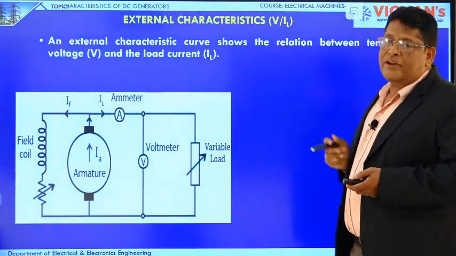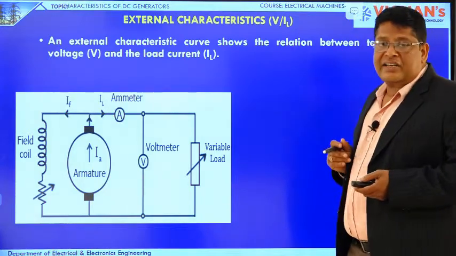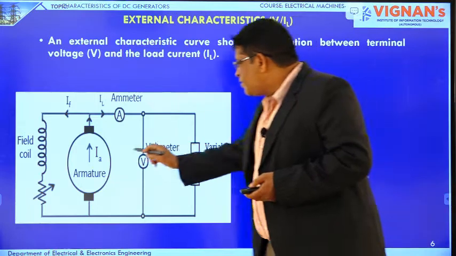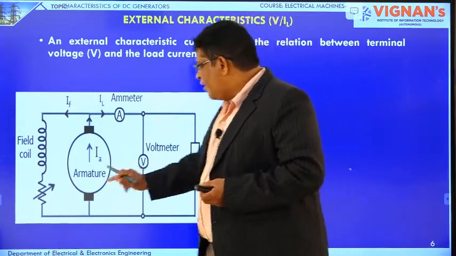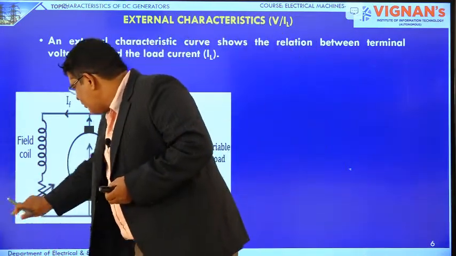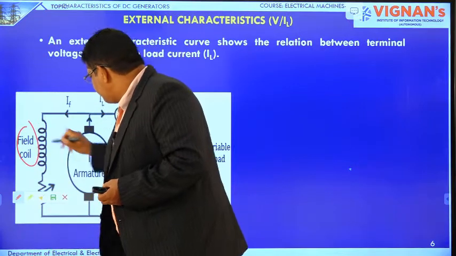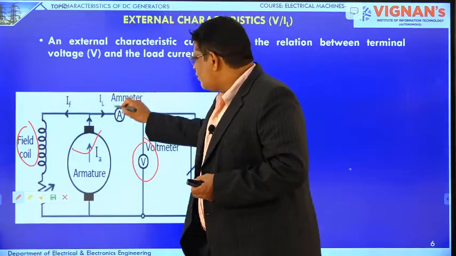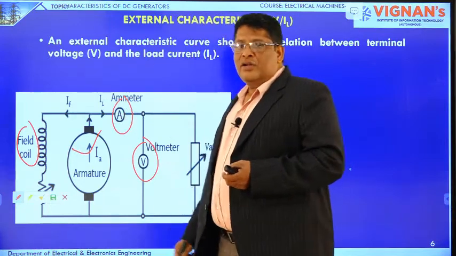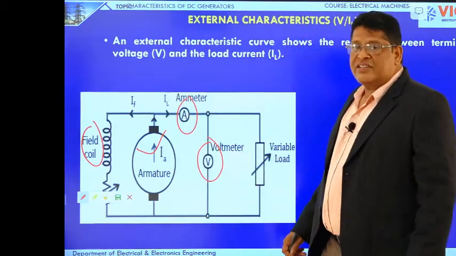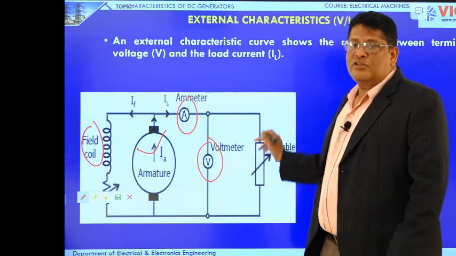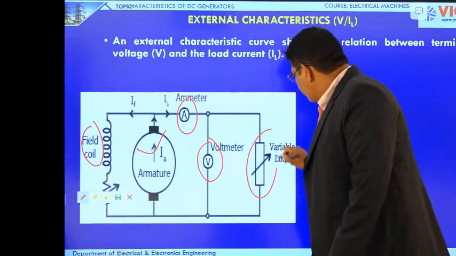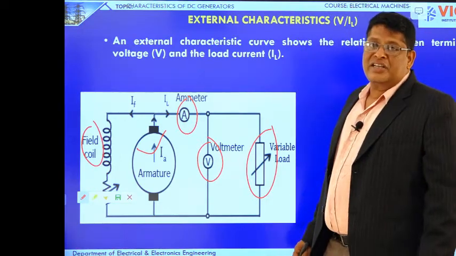This is the circuit diagram for the external characteristics of a DC generator. This is the armature. This is the field winding. Here we kept one voltmeter and one ammeter to measure the voltage as well as the current flowing through the load. This is the variable electrical load.